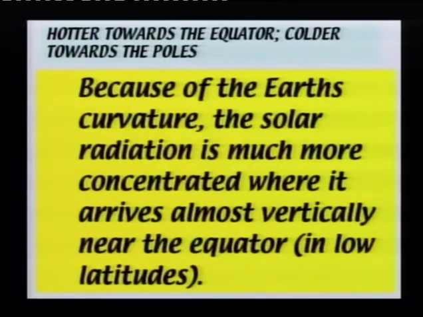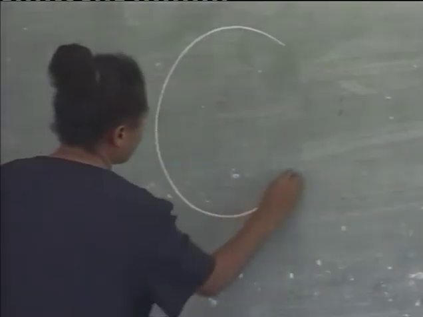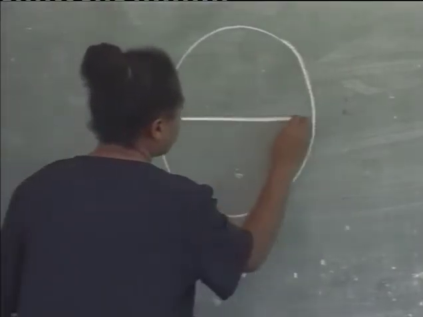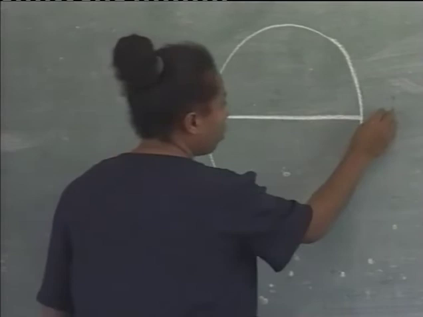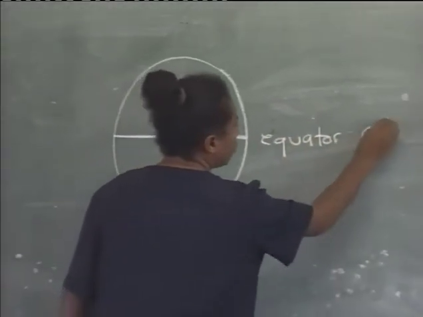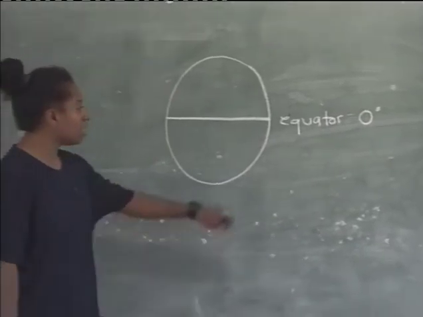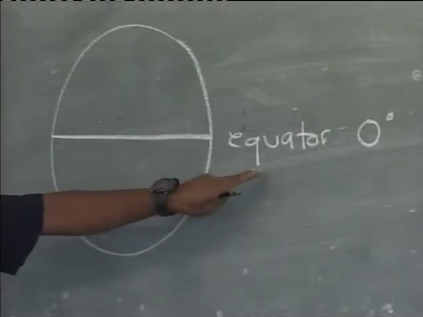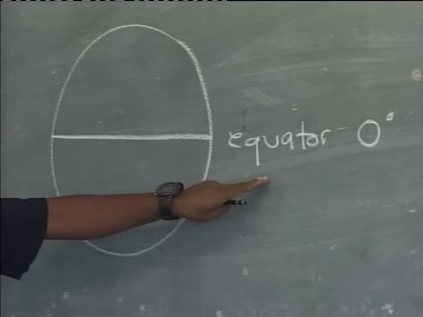Why do we say low latitudes? Why is the equator referred to as a low latitude? Because it starts at 0 degrees, yes. So if we have to look at our latitude again, latitude is actually measured in degrees. The equator is at 0 degrees. And because it's at 0 degrees, it can also be referred to as a low latitude.